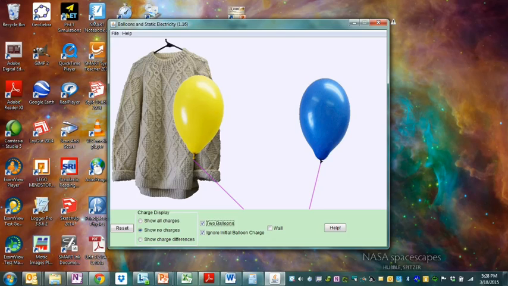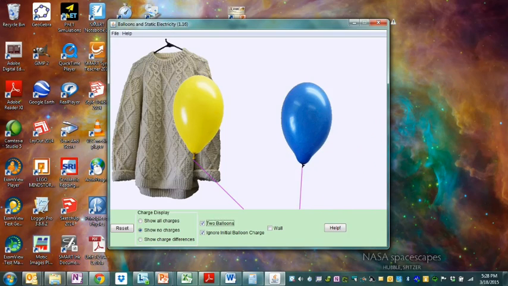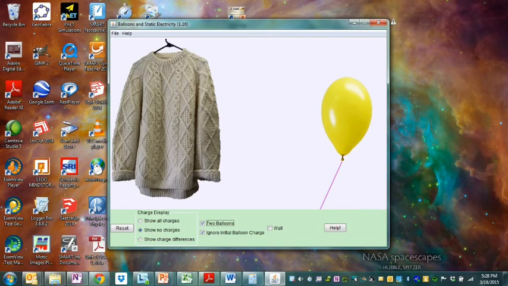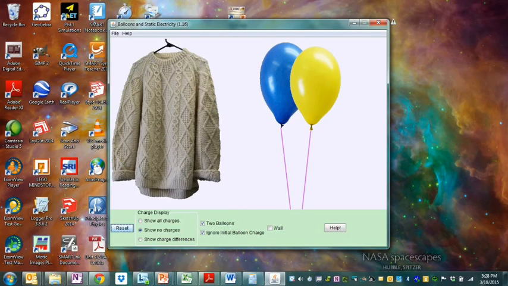Oh, it didn't do the same thing. So this blue balloon didn't get attracted. As a matter of fact, wait a minute, what's that balloon doing? Hold on, balloon. Let me see if I can get the yellow balloon to touch the blue one. Oh, wait a minute. I actually managed to push the blue balloon away.